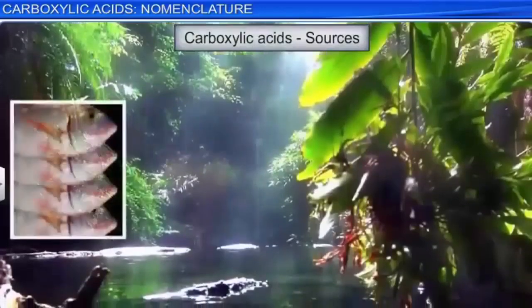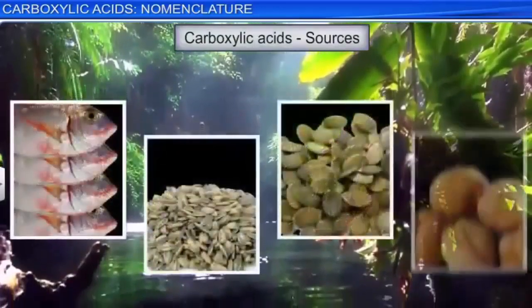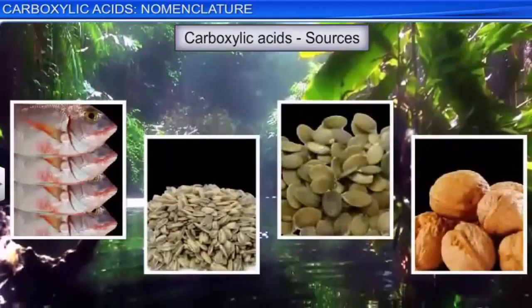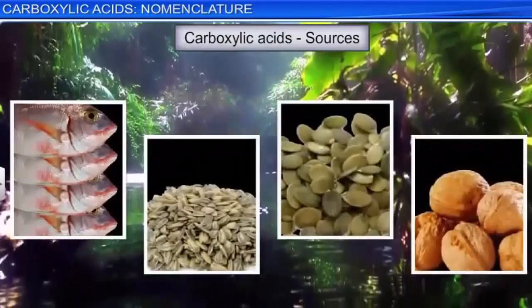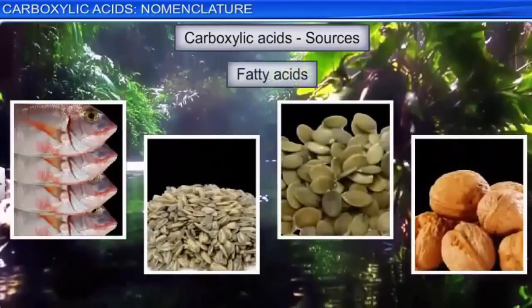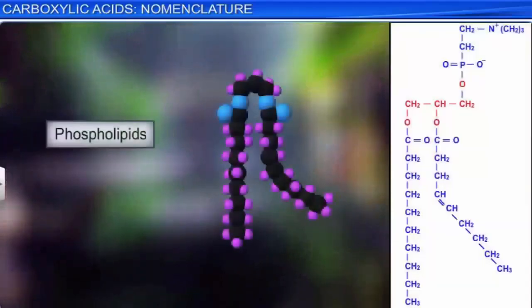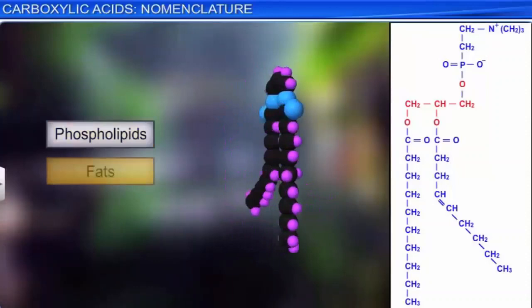Carboxylic acids are widespread in nature. Higher members of aliphatic carboxylic acids, known as fatty acids, are important components of the biomolecules, such as lipids, fats and oils.